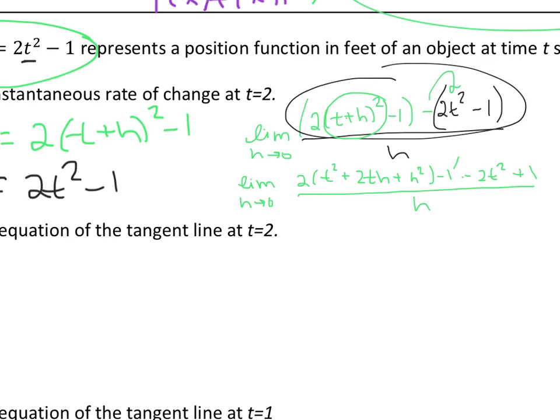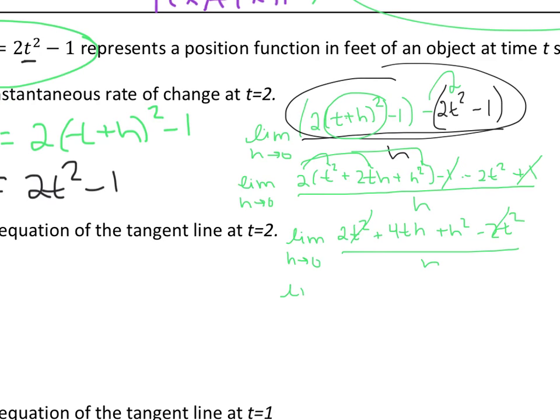Okay, now right away, hopefully you see this negative 1 and that positive 1 cancel, and I'm going to have to distribute this 2 to all of these terms. So then I'm going to get the limit as h approaches 0 of 2t squared plus 4th plus 2h squared minus 2t squared all over h. Okay, look, things are canceling. Woohoo, that's what we like. So we got to keep going. So now we have the limit as h approaches 0 of 4th plus 2h squared all over h.